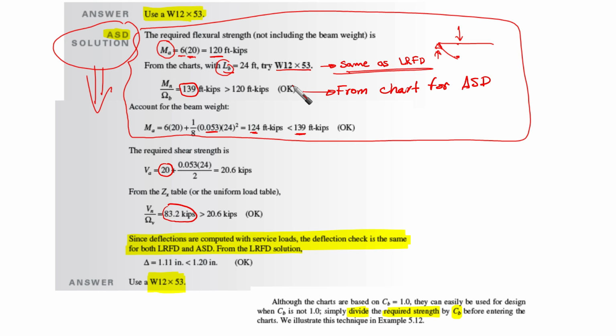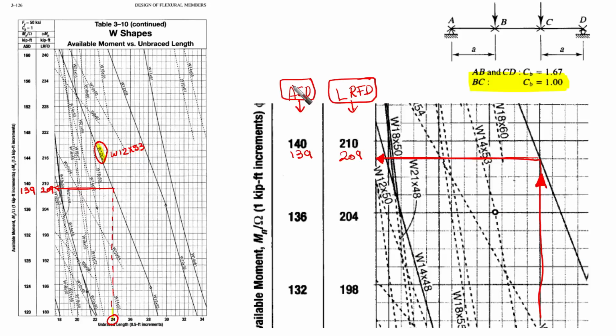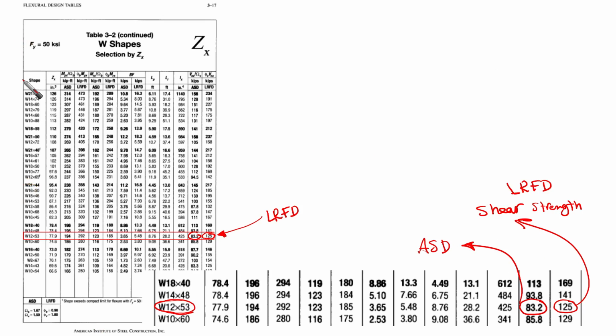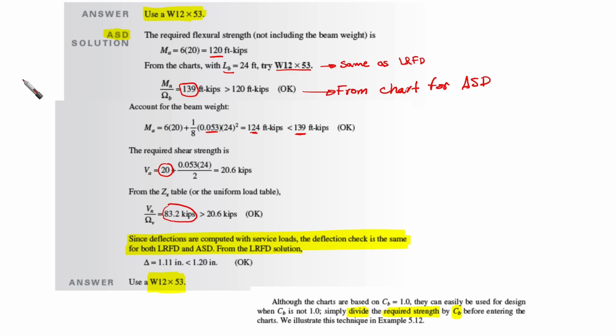If you go back to the charts, because we have the same, this is 24. Then the horizontal line is going to give 139. We're talking about ASD here. So we have 139, as we said. It is much larger than 120. We have done this before. Now 139 kips is larger than 120, so this is okay from the charts.